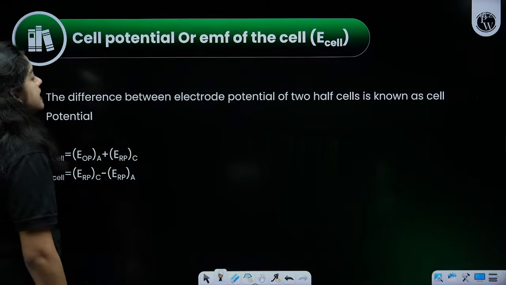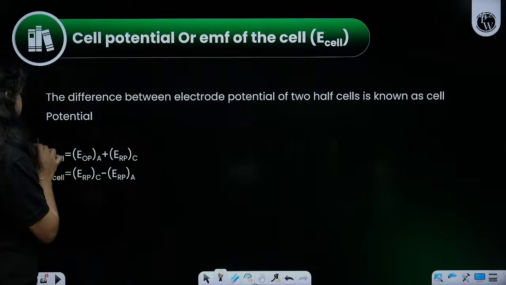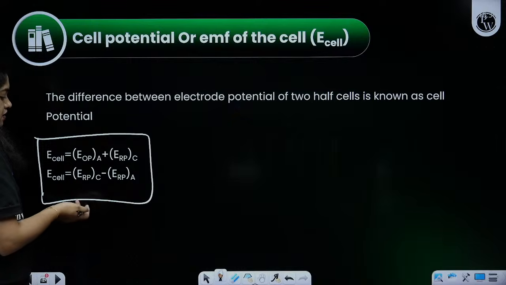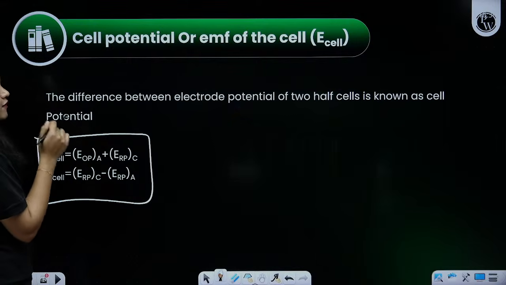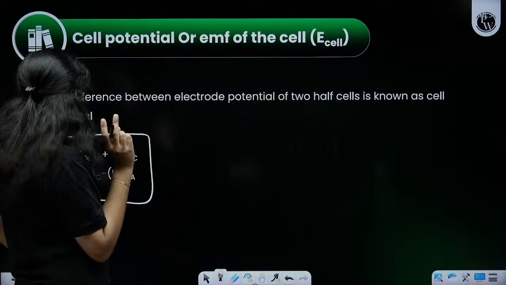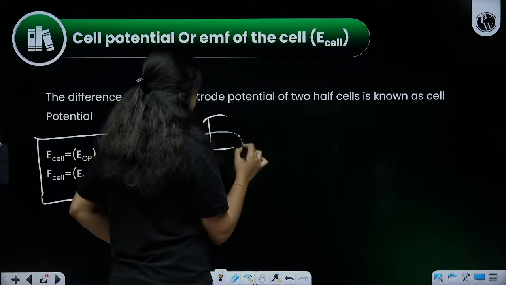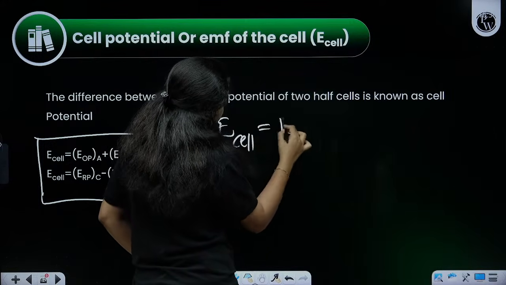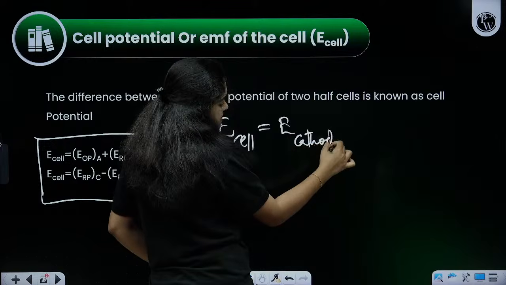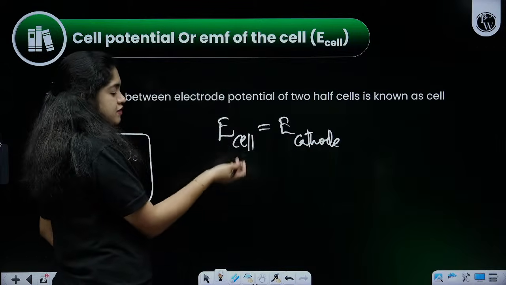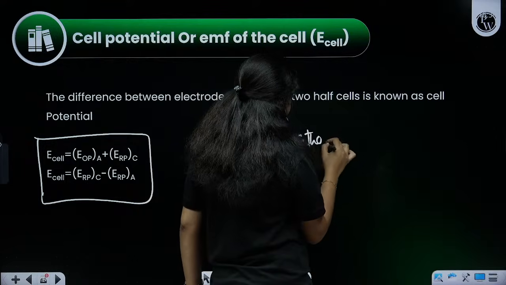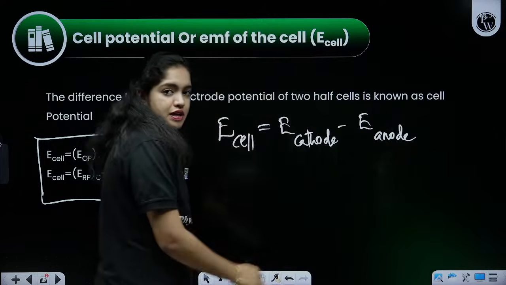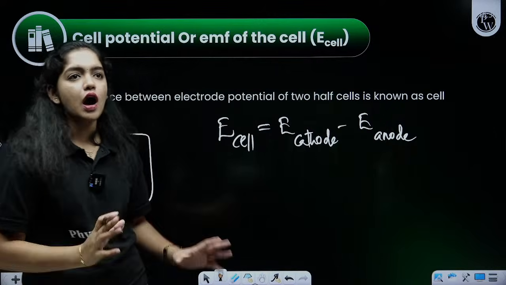Okay, then cell potential or EMF of the cell. How will we calculate the cell potential or EMF? What is RPOP? Reduction potential, oxidation potential. The difference between the electrode potentials of two half cells is known as cell potential. What is the equation? This is very, very important, that's why I am repeatedly giving the slides. E cell is equal to E cathode minus E anode. Why cathode first? Because cathode is positive, that's why we subtract the anode from the cathode. Now we get the cell potential, which means the potential difference between the two half cells.